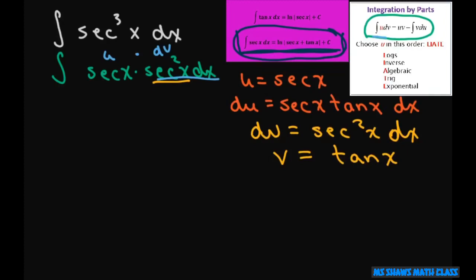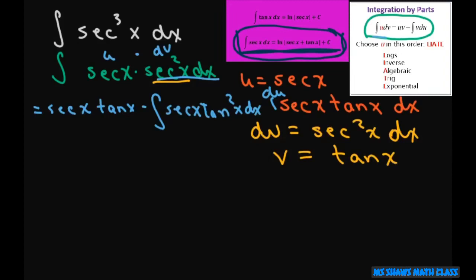So using the formula, we're going to get this equals secant x tan x minus the integral of secant x tan squared x dx. Okay, this was du right there.